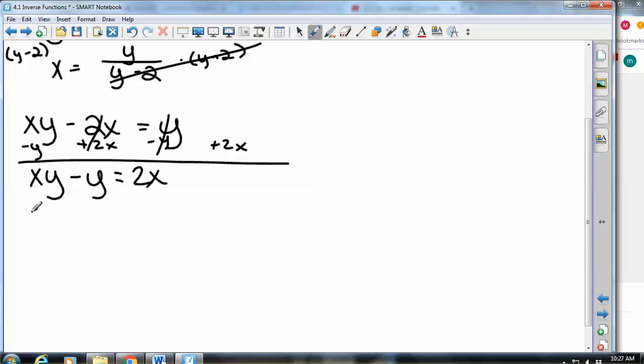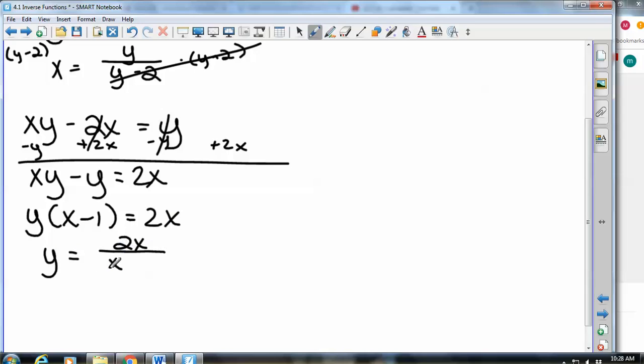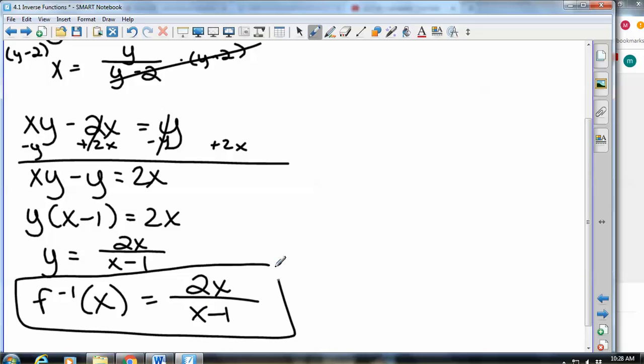Now what do I need to pull out? Y. So then you can divide. Change your y to f inverse. I've got my final answer. Let's do the domain and range.